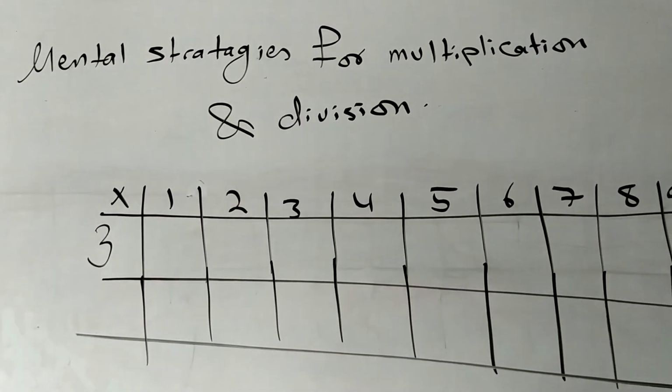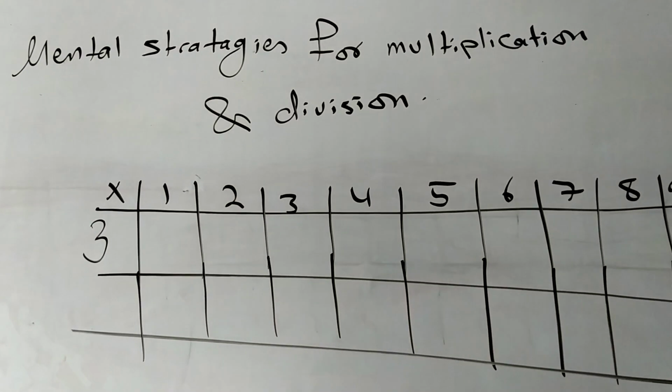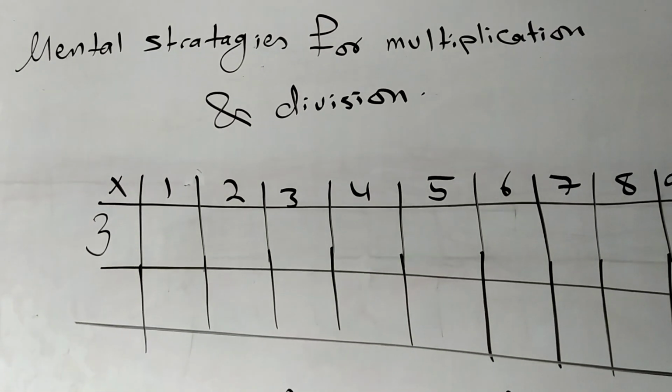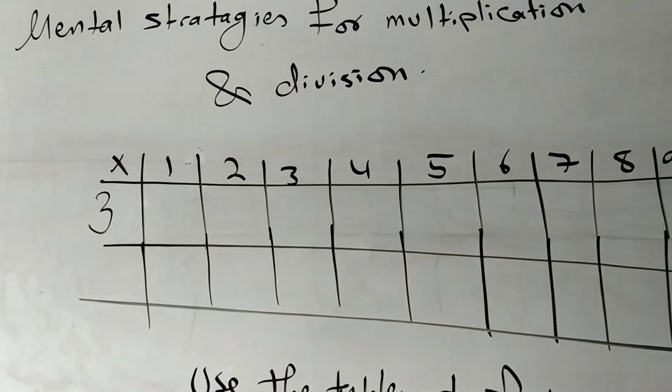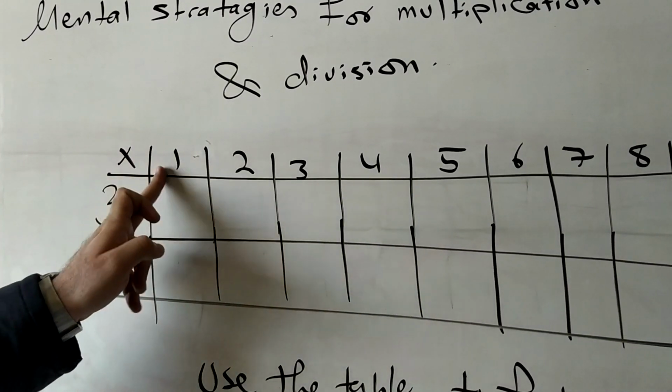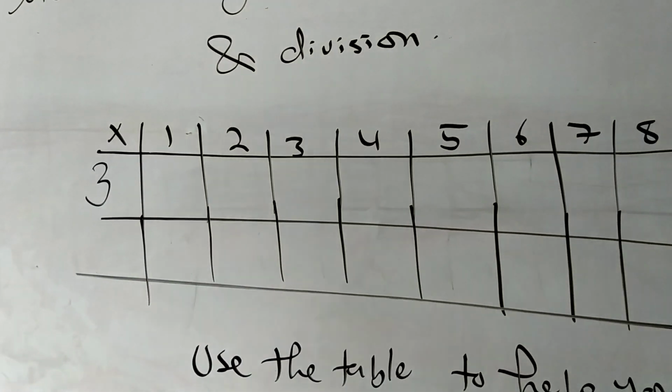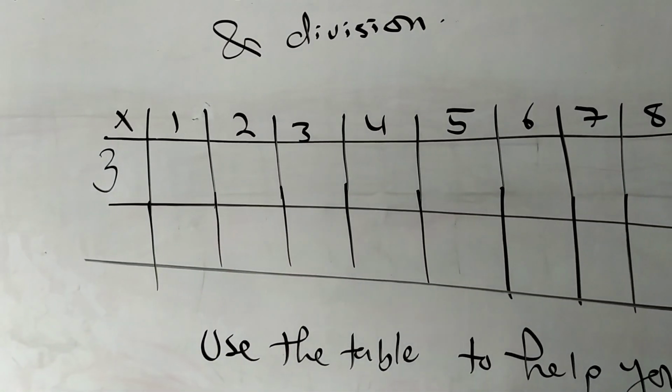Today we are going to talk about mental strategies for multiplication and division, okay? And I think this topic is so easy. Now look at this table. Here we have the numbers from 1 to 10 and we have to multiply them by 3. We can solve like this.